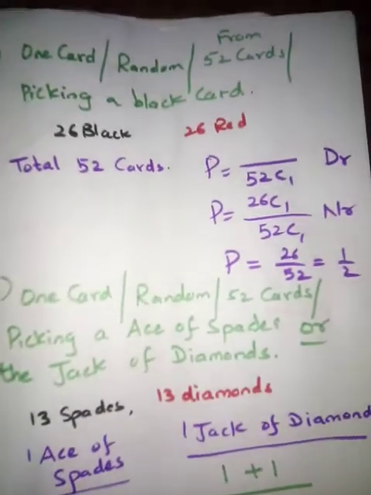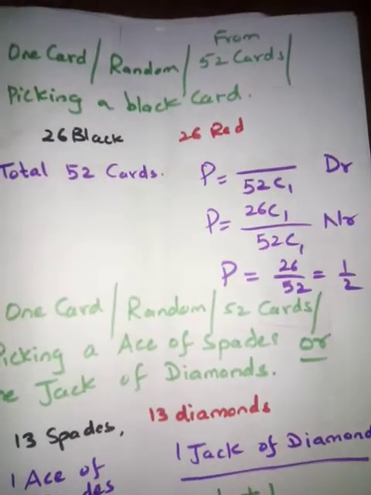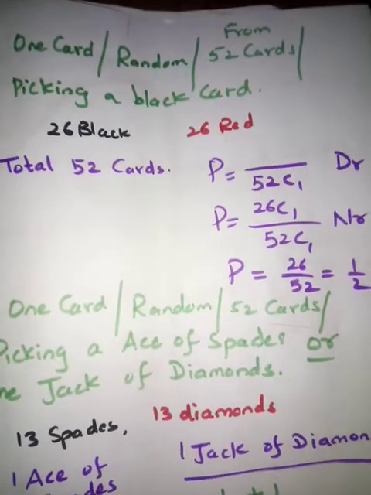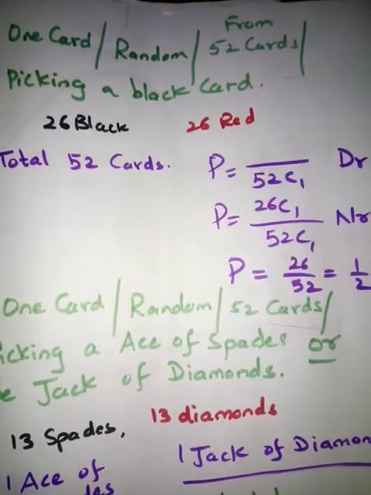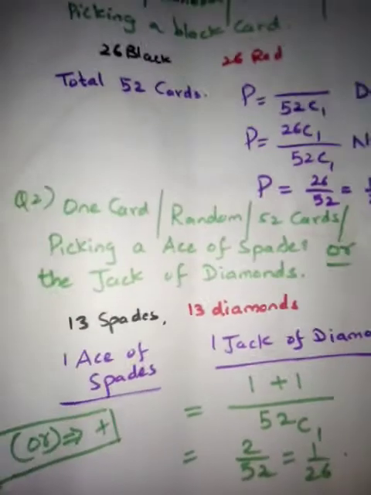So we can see the first question, my dear students, we have completed. We are picking only one card, that is a black card, so it's nothing but 26 by 52. As we have 26 black cards and 26 red cards, we are going to remove the one. Let's go to question number 2 now.